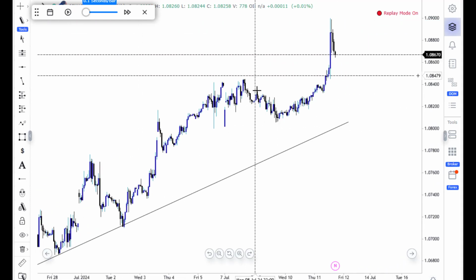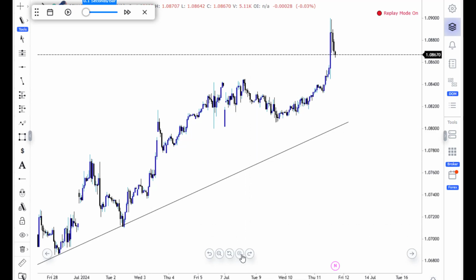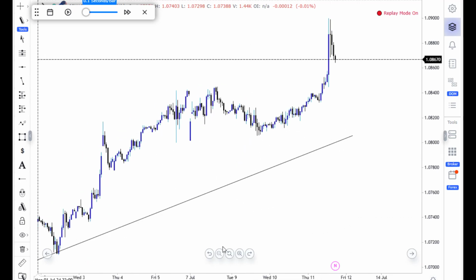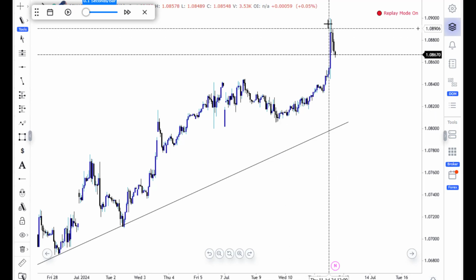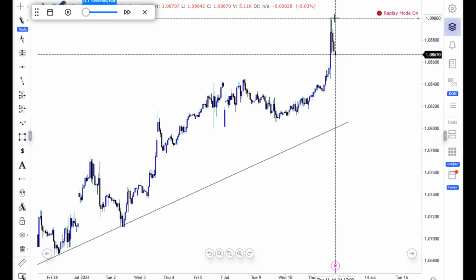Now for instance, you see that price has come back and it hasn't gotten to this zone. So what do you do next? Now we have a new structure. This is a new lower low that has been created, and price has created a new higher high. So at this point in time, what are you going to do?